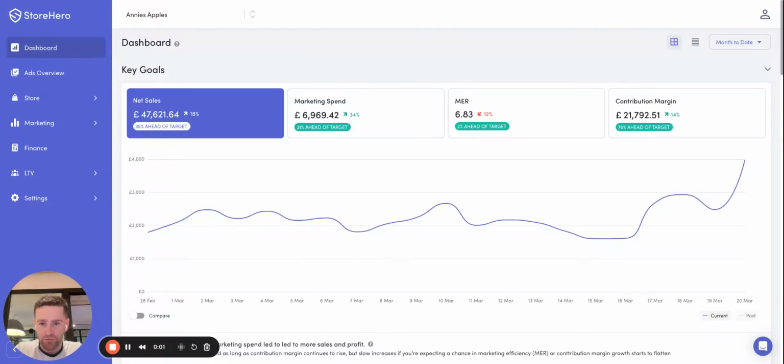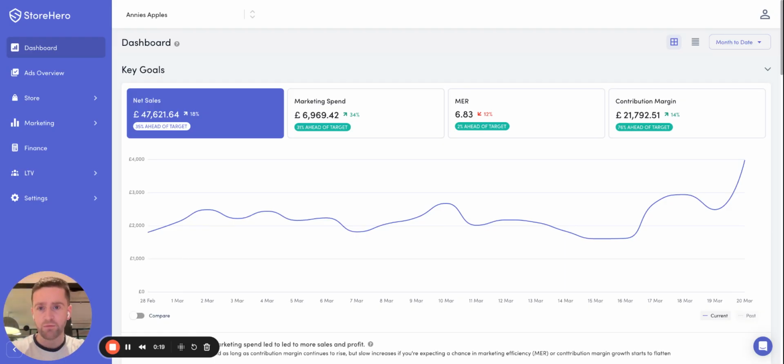Hello, hello. Really looking forward to diving into a massive new feature that we launched last week on the StoreHero platform. As you can see in front of us here, it's goals and forecasting, which we're going to jump into.